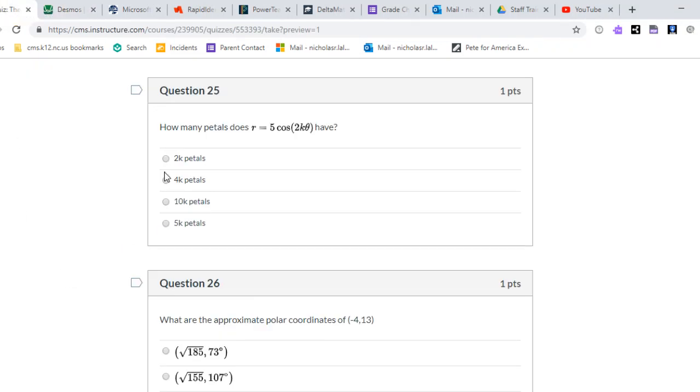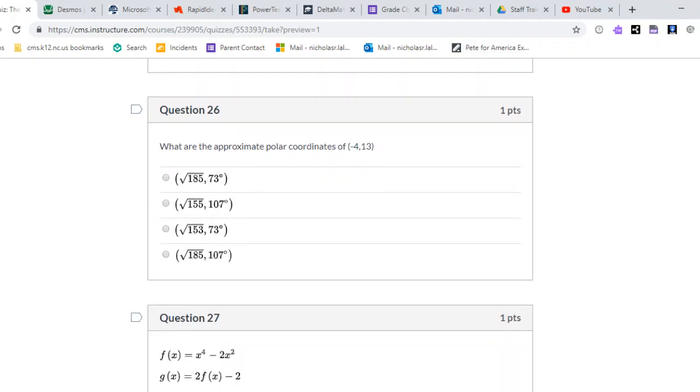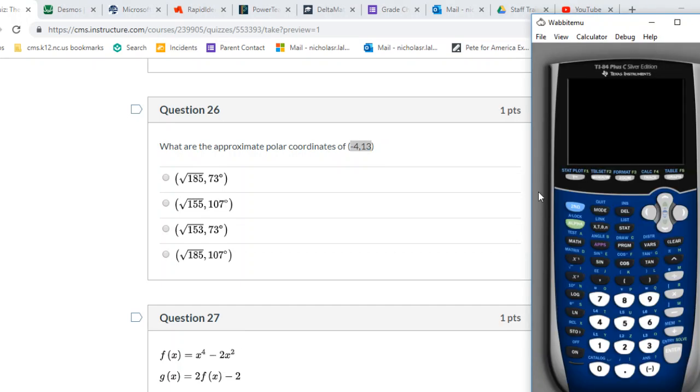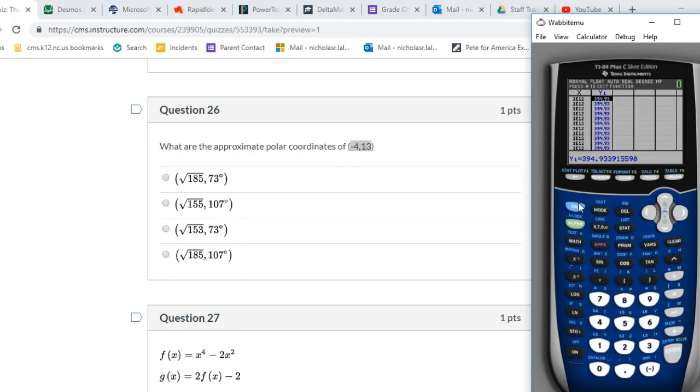So the petals are always going to be 4 times this variable k. The number of petals for integers is 4 times the variable k. Question 26. What is the approximate polar coordinates of -4, root 13? This is a quadrant 2 angle. So first of all, we just need to find the magnitude, the r value.